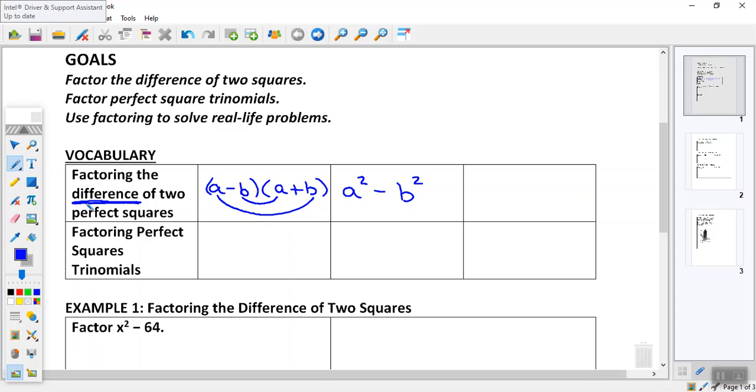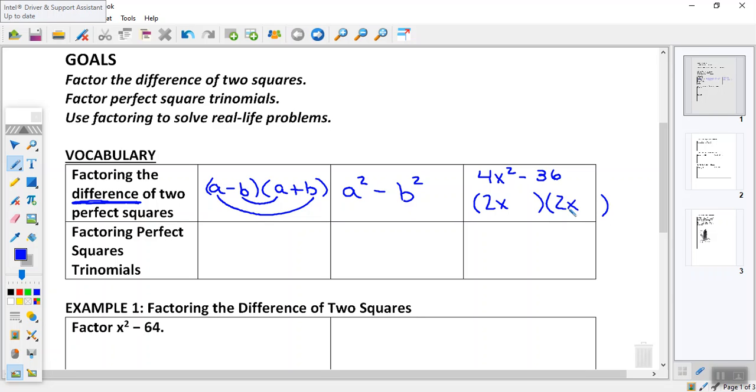So as an example, suppose I had 4x to the second minus 36. Okay, guys, think about that 4x squared. Is 4 a perfect square? That's my first question. What is the square root of 4? 2. Okay. What's the square root of x squared? Wouldn't that just be x? So in factored form, this would factor into 2x and 2x, wouldn't it? Doesn't that make the 4x squared?